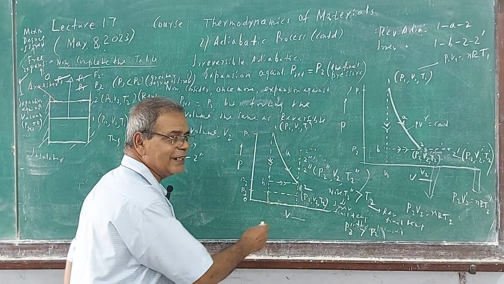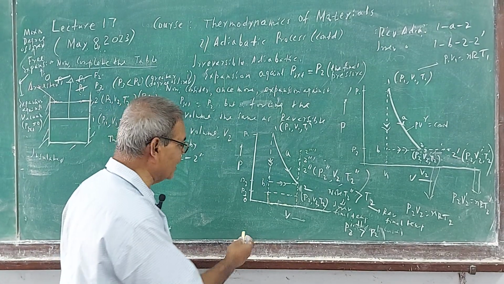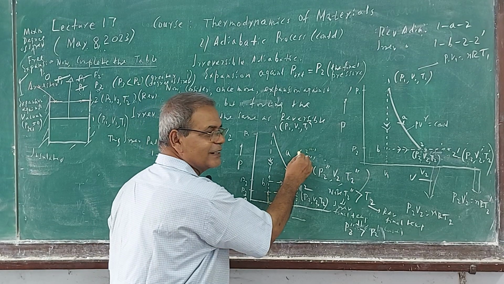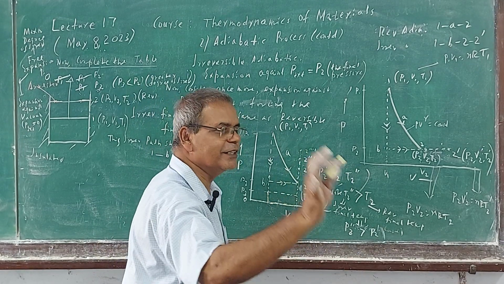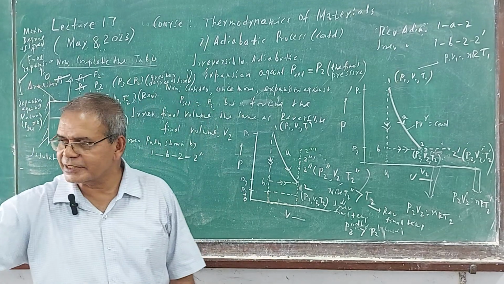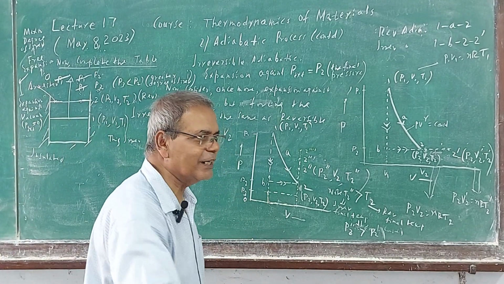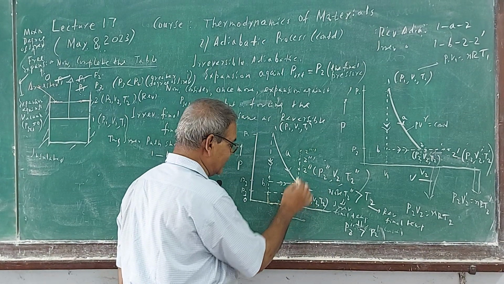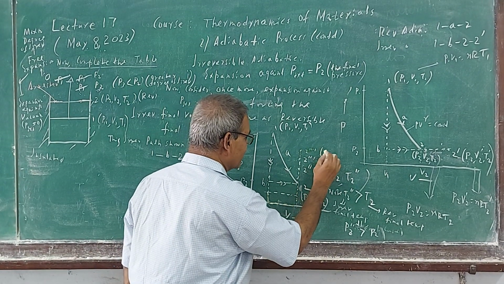Now what is the work done? Zero work done, so zero drop in internal energy. So what is the temperature here? No work done, no drop in internal energy, so no drop in temperature, which means it is the initial temperature. So it is greater than this.